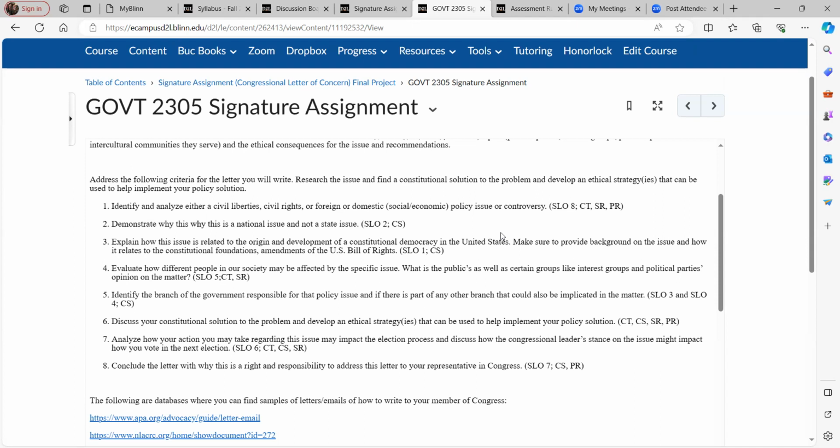So again, number one, of course, we're picking border security. Like I said, we're going to give a little bit of description of it, the history and terms, and also why it is an issue today. Number two says demonstrate why this is a national issue.